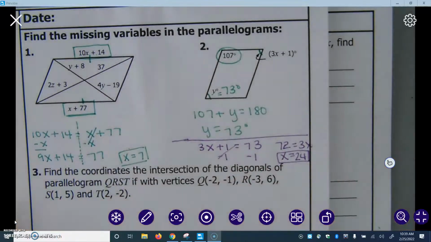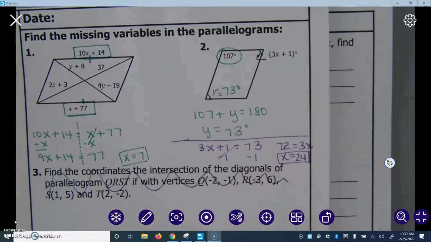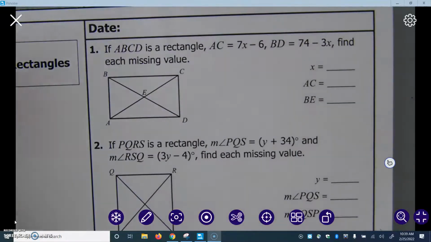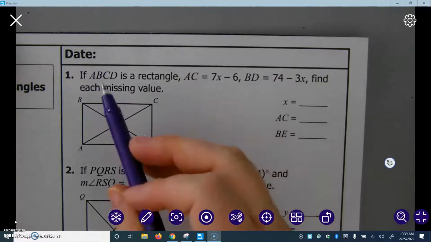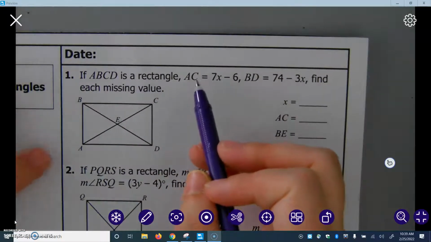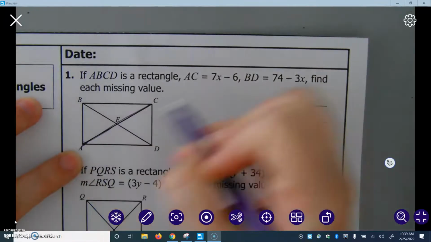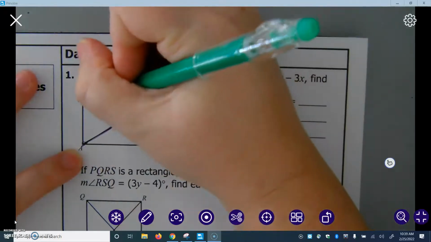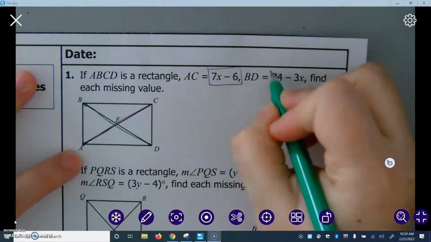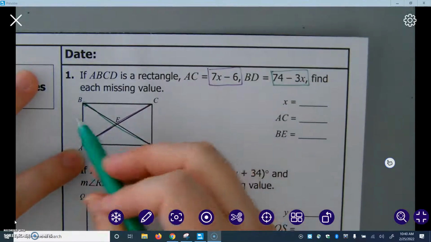All right, we didn't do problems like number 3. All right, rectangles. If ABCD is a rectangle, from A to C is 7x minus 6. That's a diagonal. From B to D is 74 minus 3x. In a rectangle, what do I know about the diagonals?